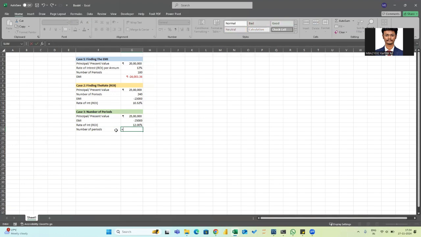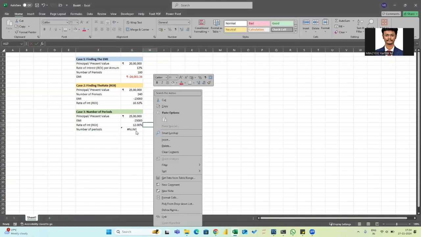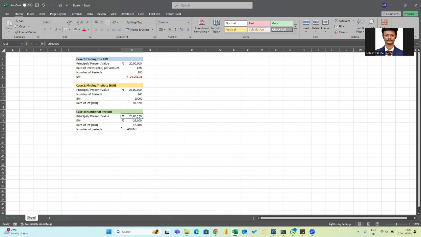So let's take NPER, which is number of periods. It's asking for rate. Rate is 12% divided by 12. Payment is 25,000 per month. And present value is 25 lakhs. Uh-oh. Reduce the value to 20 lakhs. 162 months. The last month we have to pay a little less. 161 months we have to pay the full 25,000, and the last month it decreases.